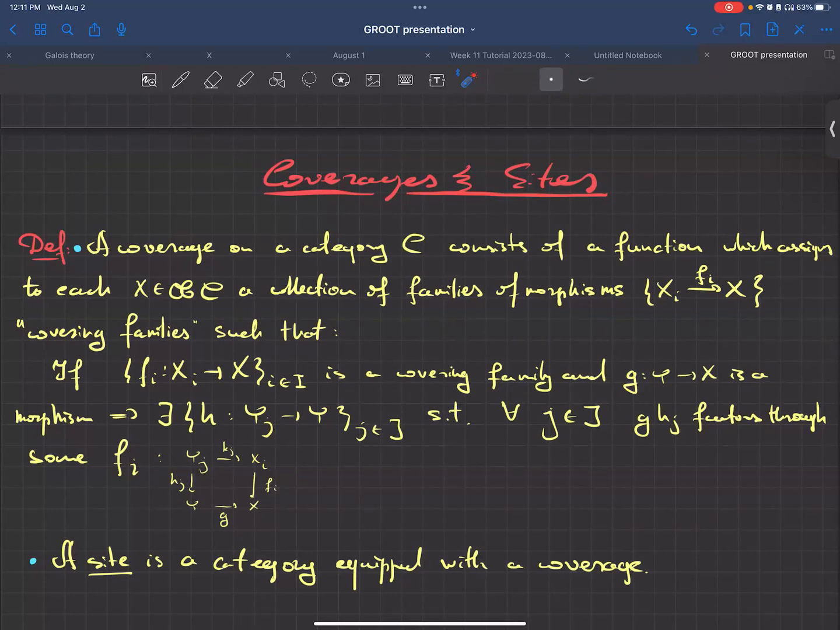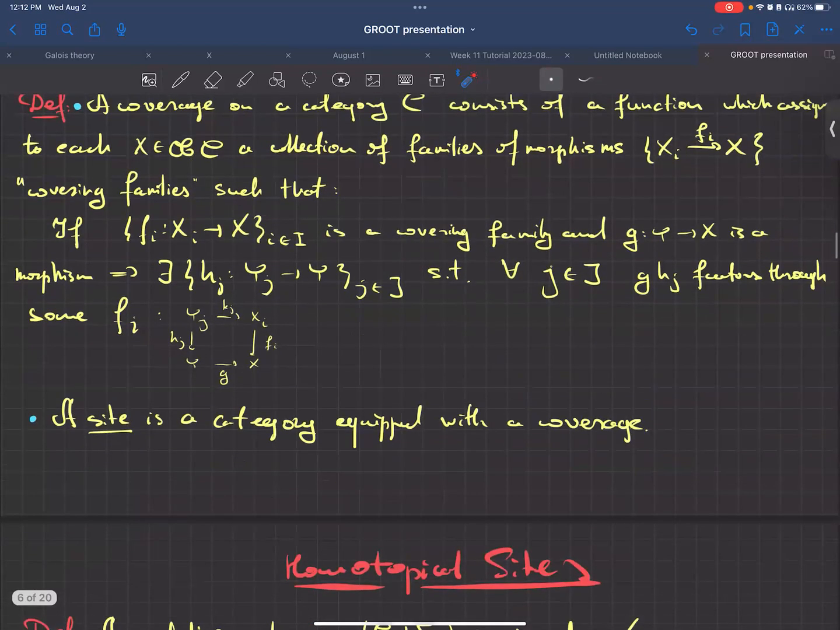And basically it just says that for each object, we have a collection of families of morphisms, which we call covariant families, such that for any covariant family on one object and a morphism into this object, we have another covariant family on the object Y, such that any morphism in this covariant family factors through some morphism in the initial covariant family. So we have a commutative diagram like this.